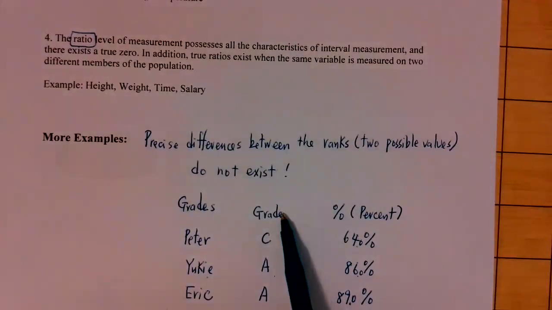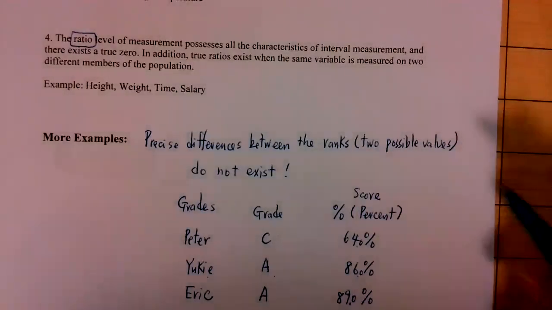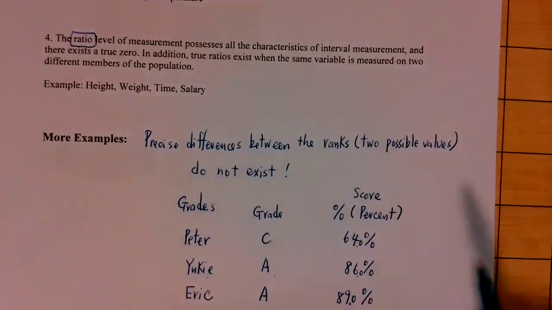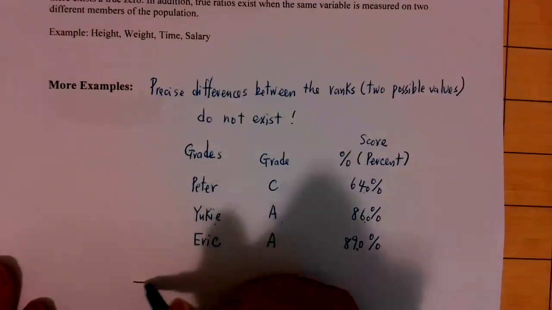If you look at the grade only, you know Yuki is better than Peter, but how much better, you don't know. But if you look at the percentage, Yuki gets A because he got 86%. Peter gets C because Peter got 64%. And you know this is a better score than this one. And how much better? Well, 86 minus 64. That's 24%. So let me show you the graph.